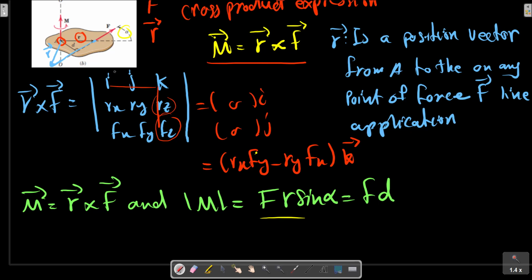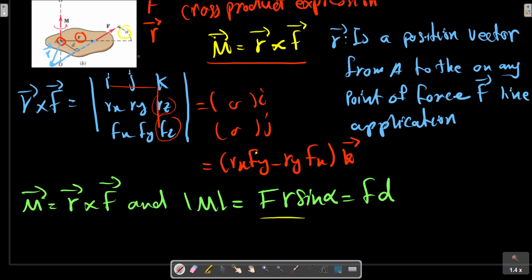We establish the direction and sense of M by applying the right hand rule to the sequence R cross product F. If the fingers of the right hand are curled in the direction of rotation from the positive sense of R to the positive sense of F, then the thumb points in the positive sense of M. We must maintain the sequence R cross product F because the sequence F cross product R would produce a vector with a sense opposite to that of the correct moment.